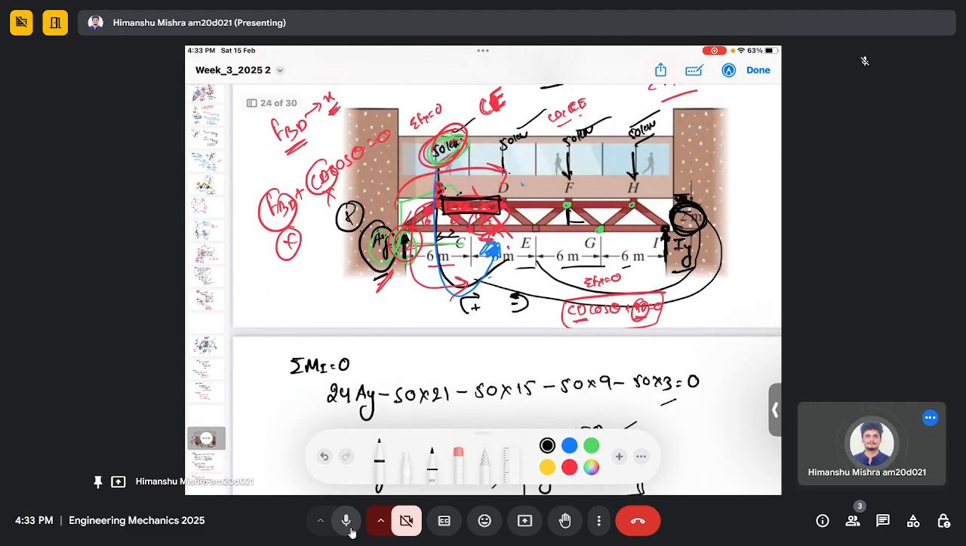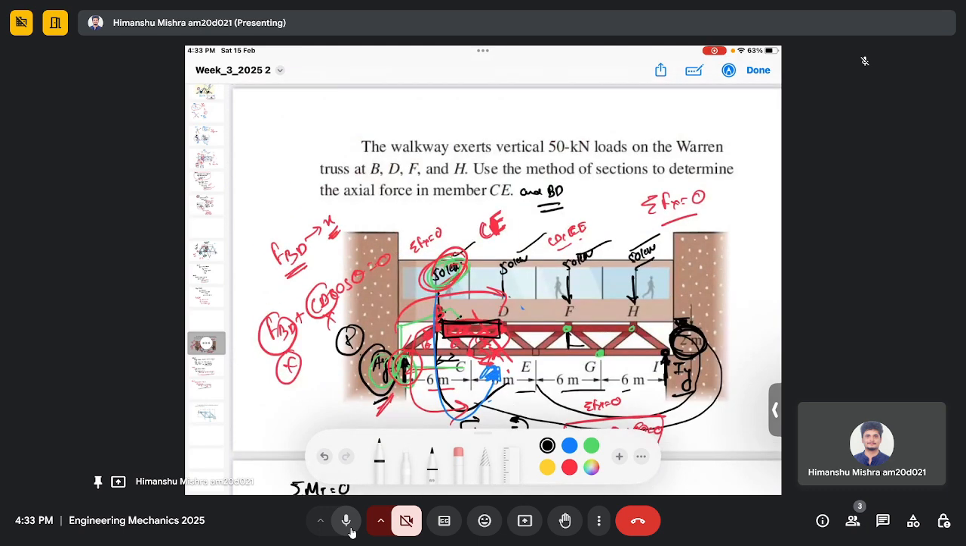So any doubt in this question? Hello, Imansu. Yeah. The question is, in B, D, F, H, they are each carrying 50 kilonewton. Yeah, there's an alternative. If you consider a UDL load, how do we convert it?